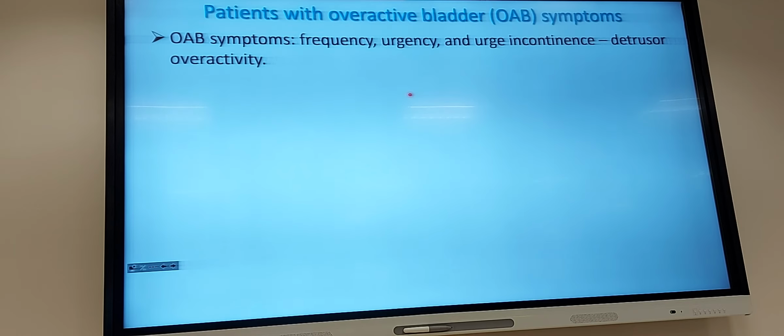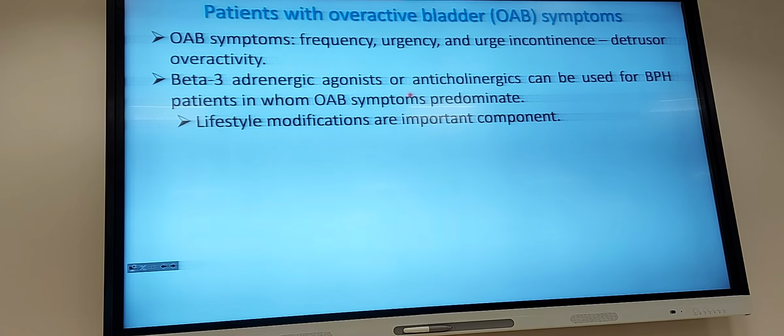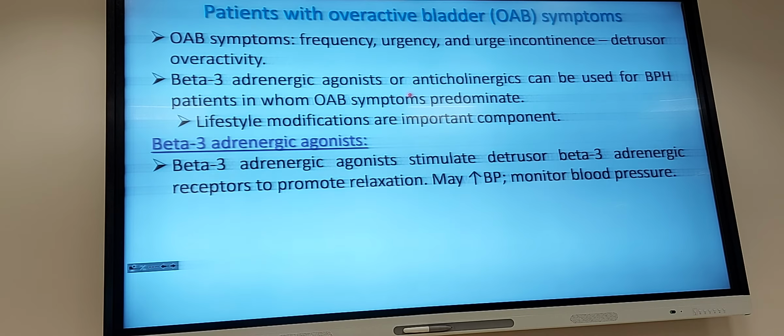Then there's some role, if somebody is having more irritative symptoms, like overactive bladder, urgency, urgent incontinence, more frequency, then you can use another category of drugs, which are beta-3 adrenergic agonists, and then anticholinergics. These two categories can be used in somebody who has overactive bladder. Obviously, lifestyle modifications are important. So beta-3 adrenergic agonists stimulate the detrusor beta-3 adrenergic receptors to promote relaxation.